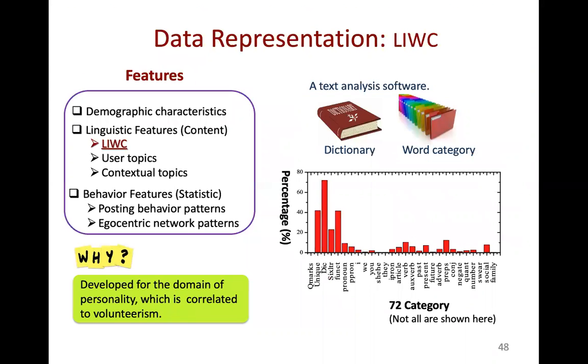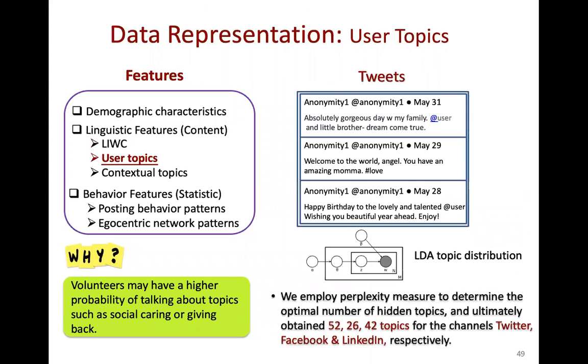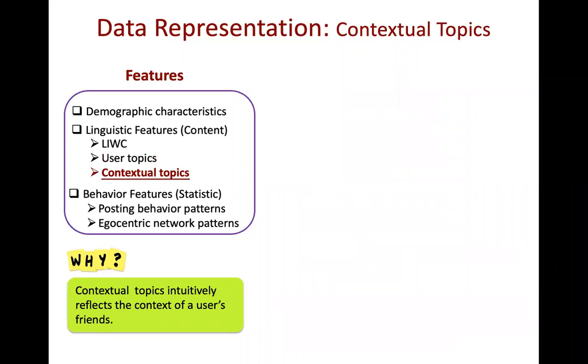So you can use LIWC, you can use user topics, and you can also use contextual topics. User topics is basically one for each user. We extract all text and figure out how the topics are distributed. Let's say topic 1 is what this user posts about 50% of the time, topic 2 is 23% of the time, and topic 3 is the remaining 27%, right? So that's how it works. It's a distribution along the user topics.